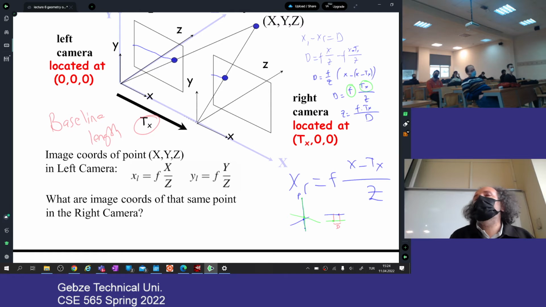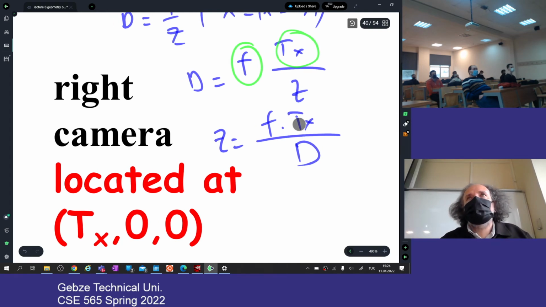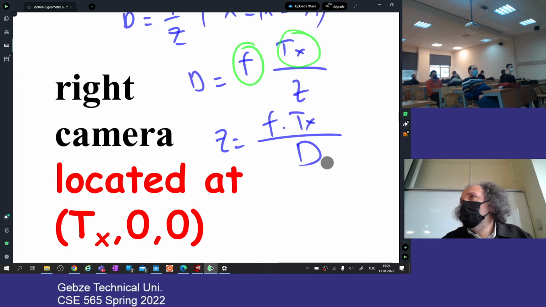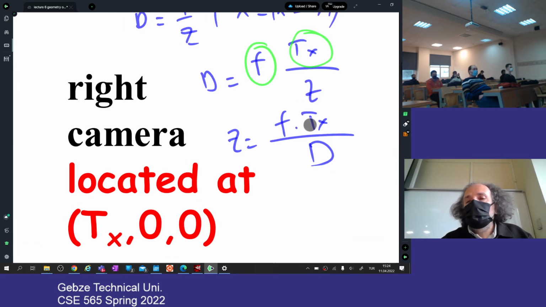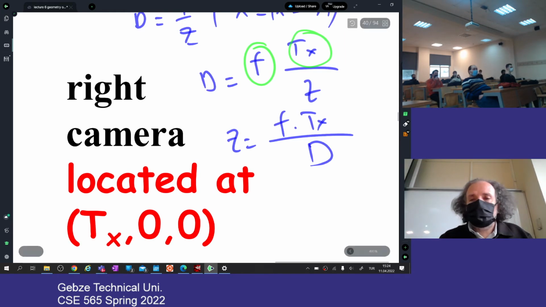To get more depth information, sometimes we do this, right? Left and right, making a larger baseline. If you make your baseline large, that will cause more disparity for you, and your baseline will be away from the 0, and that will give you a better Z calculation, depth calculation.